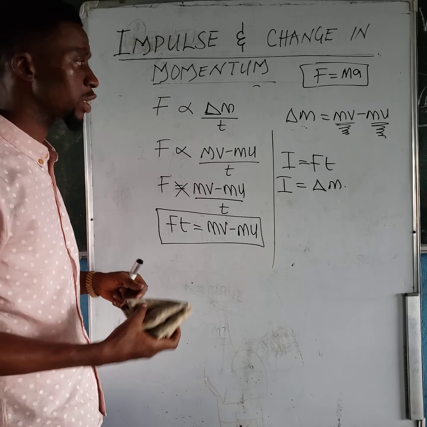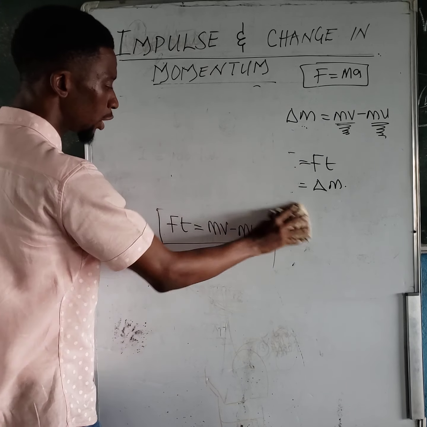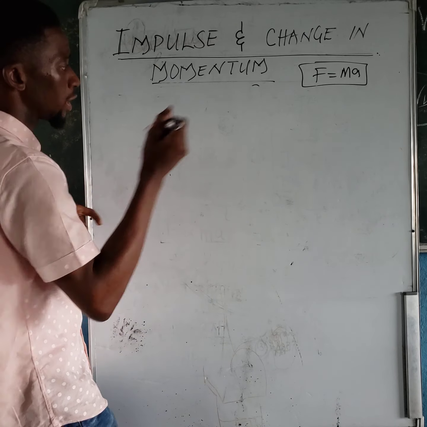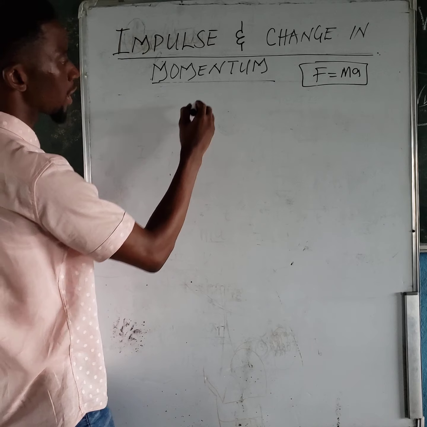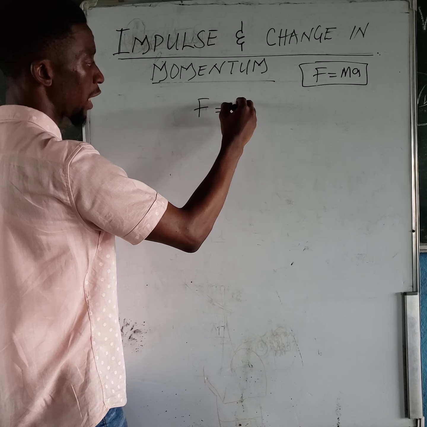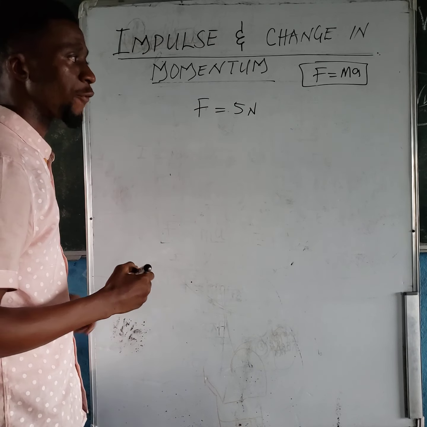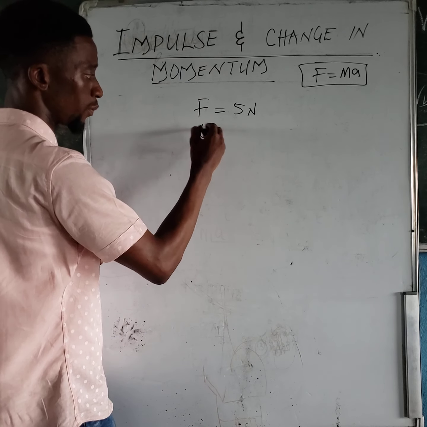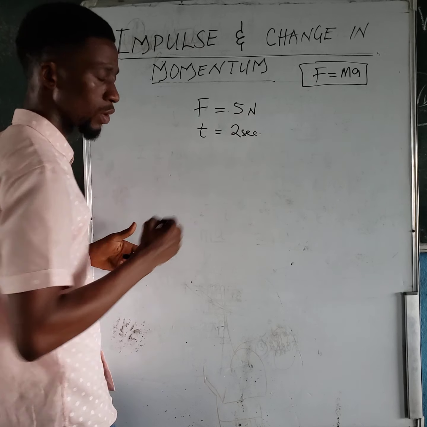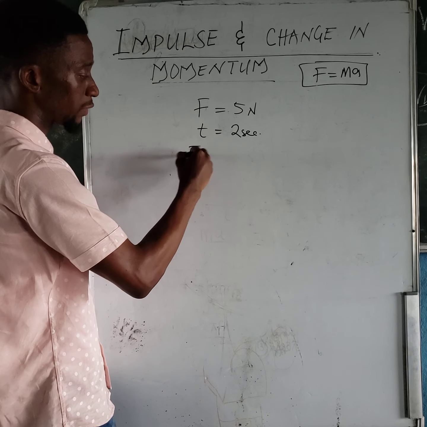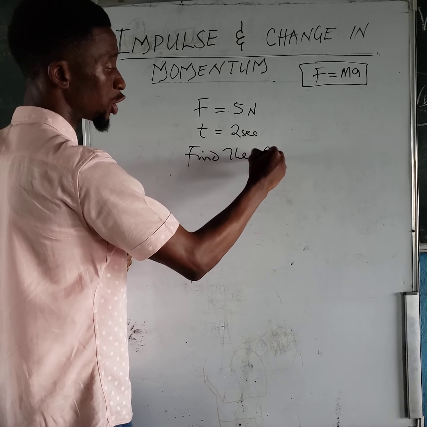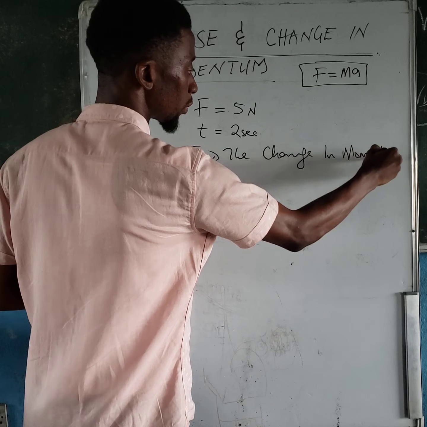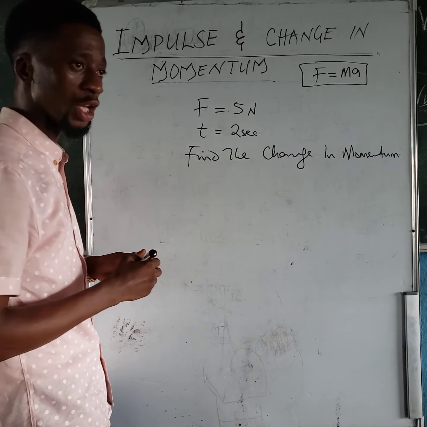I came across a question where some parameters were given. Let's just take some of the parameters that were provided. They gave that F is equal to, let's say, 5 Newton. A force of 5 Newton is applied on a body for 2 seconds. Time provided, 2 seconds. The question now says, find the change in momentum.